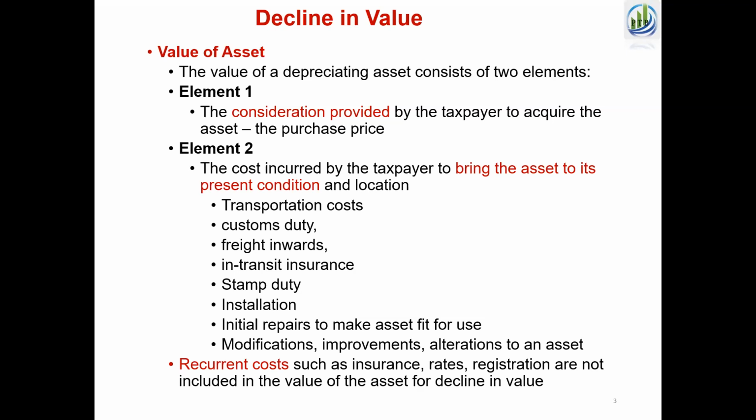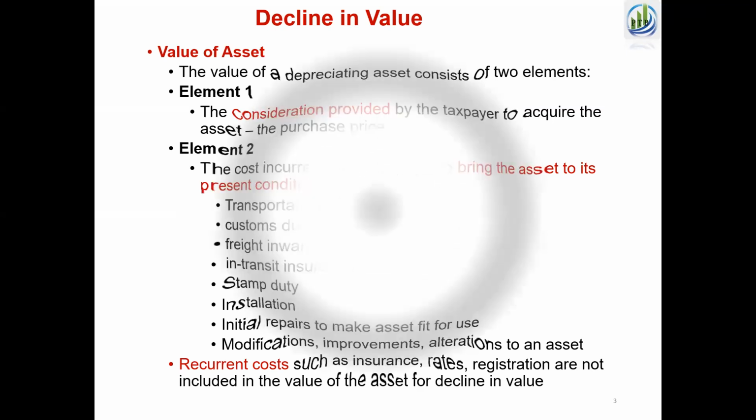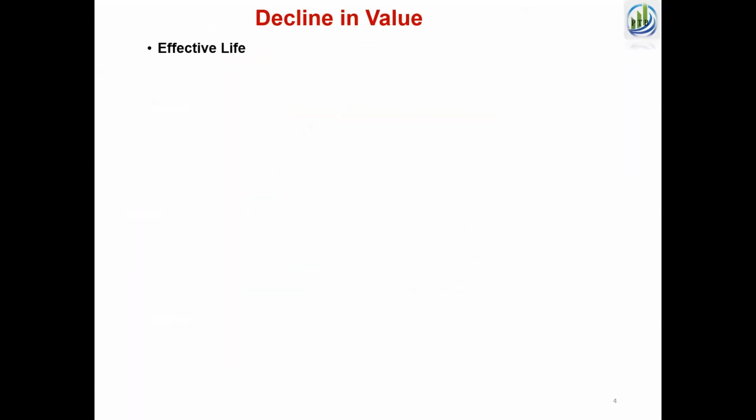Stamp duty, insulation, and everything should be capitalized. Effective life of the asset. This is very important. When we talk in our accounting, there are two important terminologies. What is that? Prime cost method or diminishing value method. So how are we going to calculate the prime cost method? Your cost divided by number of years of effective life.